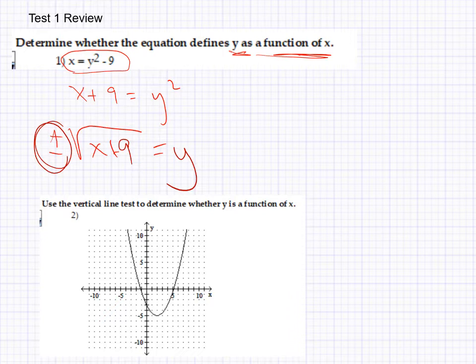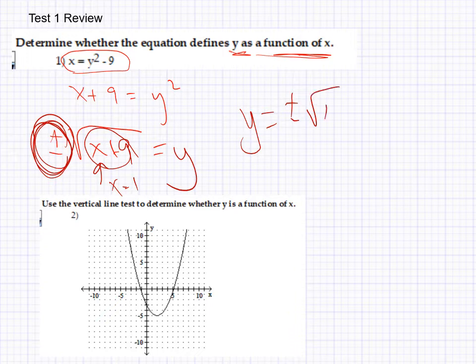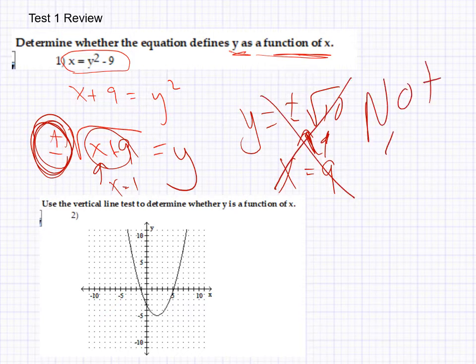Well, there you go. If you were to plug 1 x into this equation, you would get two values of y. You would get a positive and you would get a negative. Let's say x equals 1. You would get the square root of 10. But y would equal plus and minus the square root of 10. So 1 x of 9 going to two different y's, not a function. Okay?